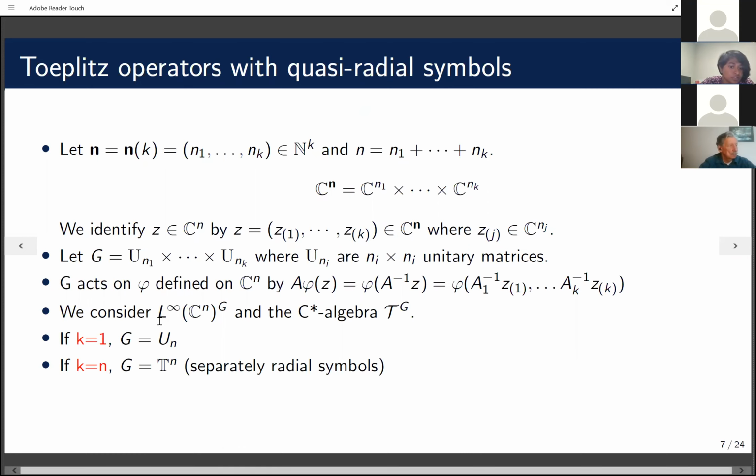Now, our group always depends on the k-tuple that we pick. So if k is equal to 1, we get the group U(n), so the radial symbols. If we have just one component, it's going to be just the radial symbols. And if k is equal to n, then the only way we can write the tuple is by writing ones. So that gives us the separately radial symbols.